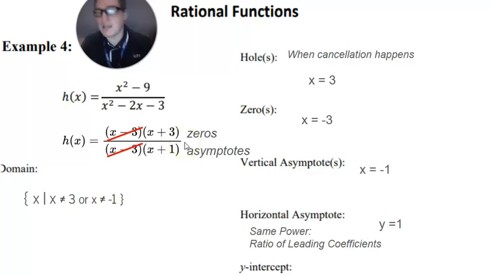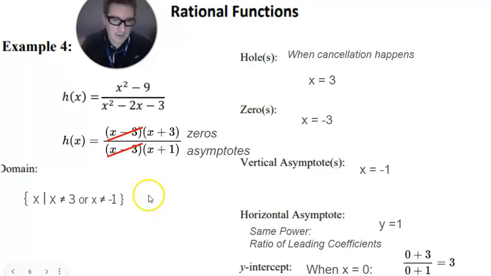And the final thing is how do you find the y-intercept? Well, the y-intercept happens when x equals 0, and that's easily calculated. You just plug in 0 for x, you're going to get 3 over 1, we're going to get 3.